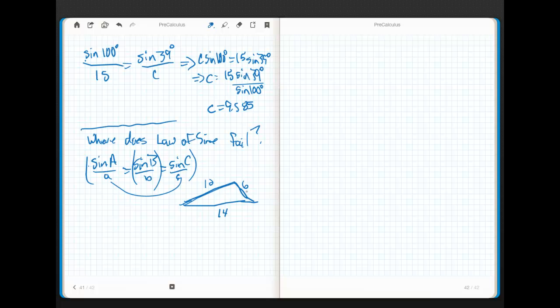So 12 plus 6 is 18. That's greater than 14. 6 plus 14 is 20. It's greater than 12. And then what am I missing? Oh, yeah, 12 plus 14 is 26, which is clearly greater than 6. So I know I have a triangle here, right?